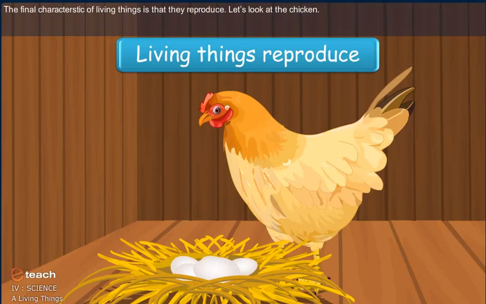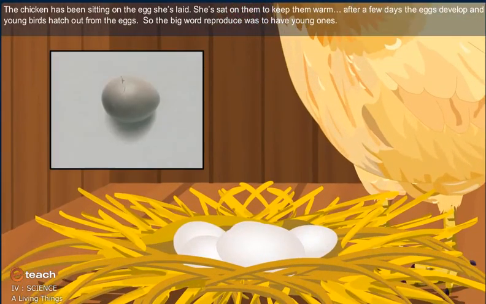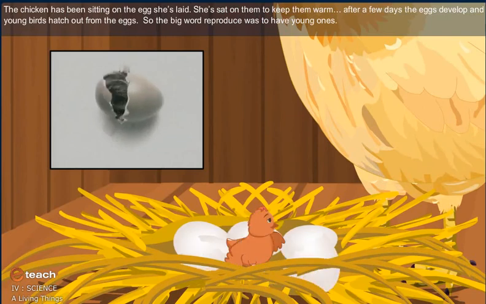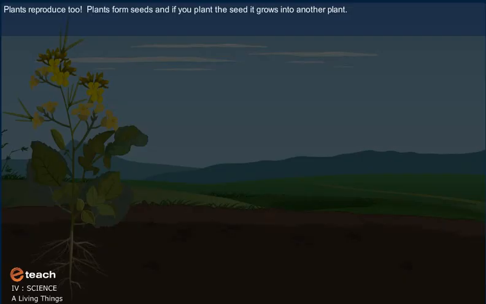The final characteristic of living things is that they reproduce. Let's look at the chicken. The chicken has been sitting on the eggs she's laid. She sat on them to keep them warm. After a few days, the eggs develop and young birds hatch out from the eggs. So, the big word reproduce means to have young ones.